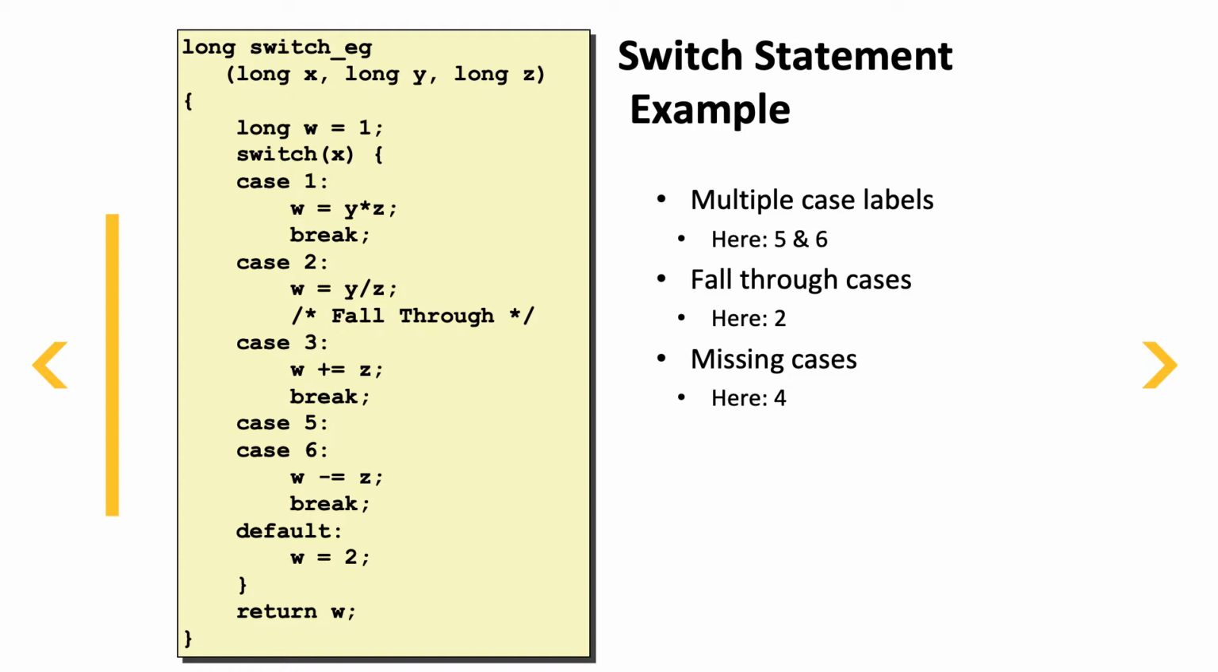And notice that case 5 and 6 are multiple labels for the same case. So if I have a 5, I'll decrement W by Z and then break. If I have a 6, I'll do the same exact thing. Our default is W equals 2. And notice that we have a missing case. We don't have a case for 4. So if it's 4, it'll just go to the default. And if it's anything greater than 6, we'll also just do the default, right? If we don't have a case for what we're switching on, we just do the default and then return.